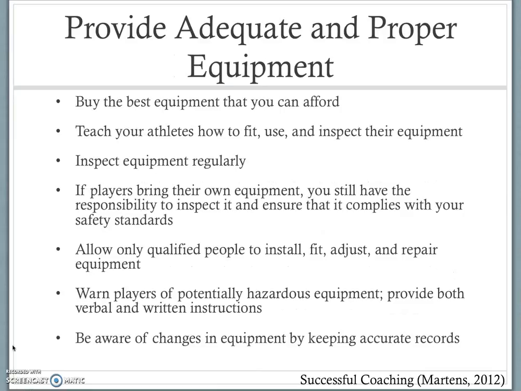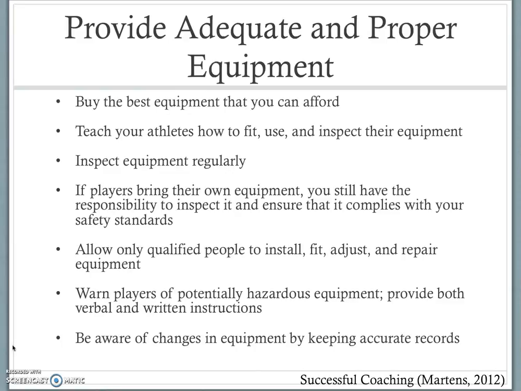Duty 5, provide adequate and proper equipment. To fulfill this duty, you first want to buy the best equipment that you can afford, taking into consideration the age and skill level for whom you coach. Teach your athletes how to fit, use, and inspect their equipment. Encourage them to return equipment that does not fit correctly or needs repair.